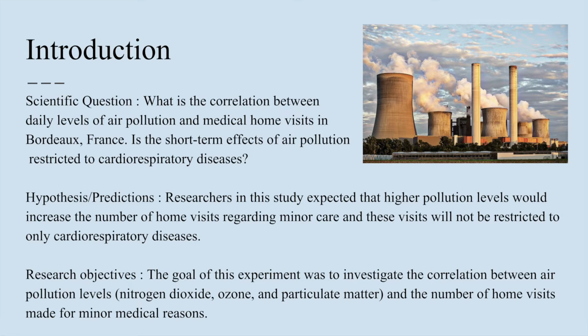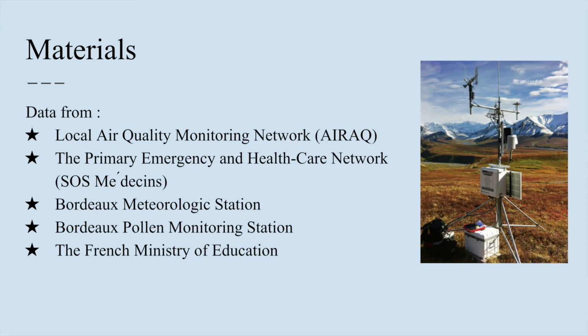The goal of this experiment was to investigate the correlation between air pollution levels, nitrogen dioxide, ozone, and particulate matter, and the number of home visits made for minor medical reasons. To find data on the daily levels of nitrogen dioxide, particulate matter, and ozone, the local air quality network was used. Researchers used measurements from 4 background stations available within the study area because these locations are not influenced by sources of pollution. They chose locations away from major roads and industries in order to eliminate confounding variables.